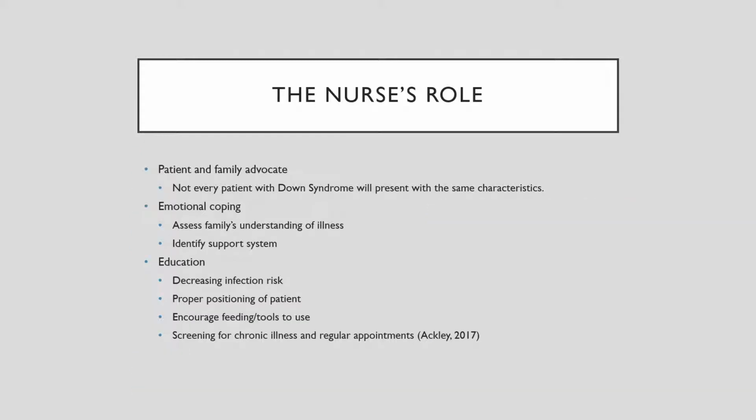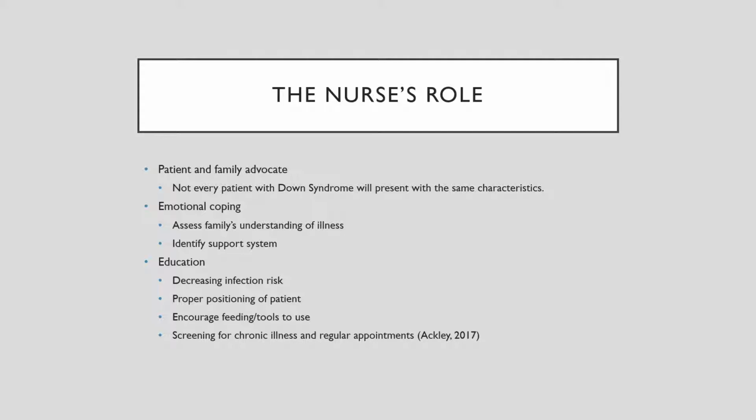The nurse plays an important role as patient and family advocate. It's important that the nurse and caregiver understand that each person with Down syndrome will have different signs and symptoms. Because of this, the plan of care for each patient will be unique depending on the individual case. The nurse also has to assess emotional coping. How well is the family understanding the illness? Are they dealing well with the diagnosis? Do they have a strong support system? Understanding the illness can help ease anxiety, so education is very important.